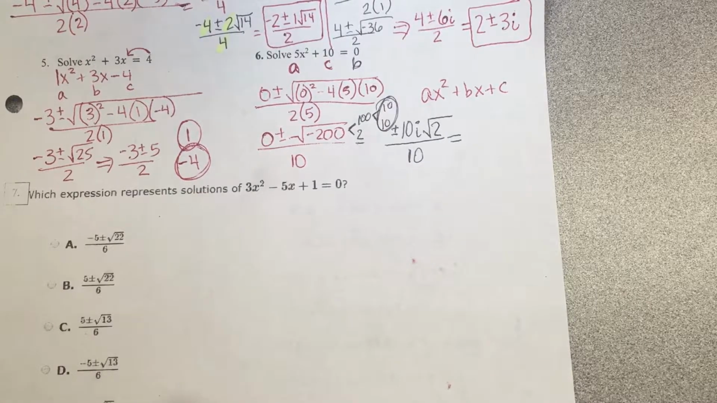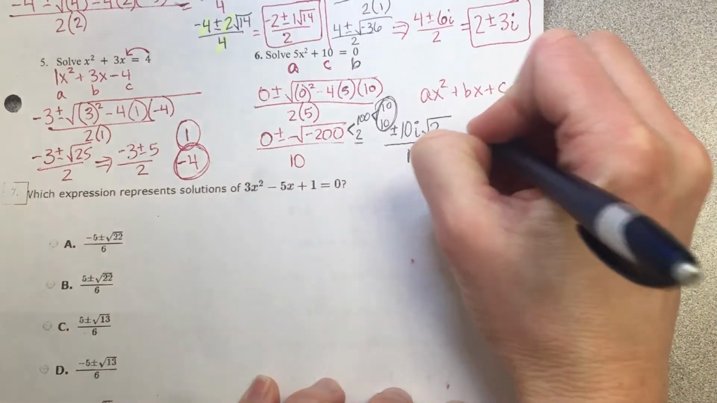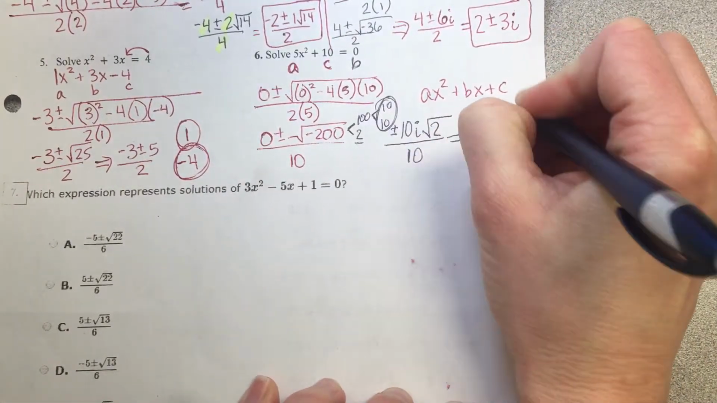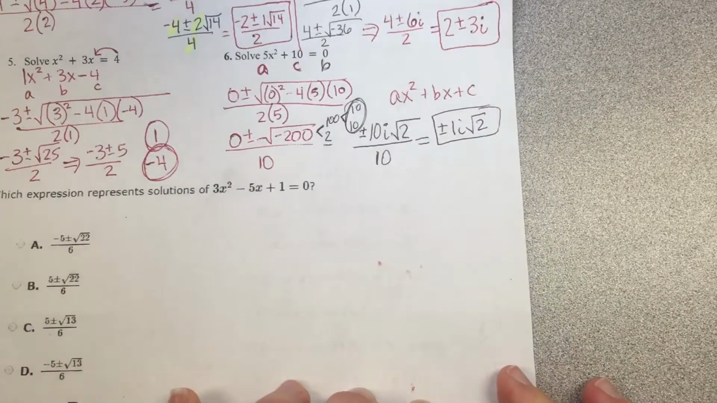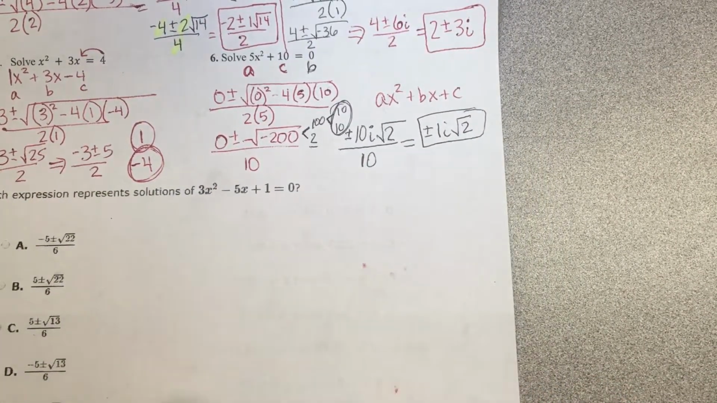All right, your last step is just to divide the outie numbers. You don't divide the inside number, just the outie. You just divide 10 divided by 10 is 1. So your answer is going to be plus or minus 1i root 2. And no, you don't have to write that 1. But that would be your answer, plus or minus 1i root 2. Okay?